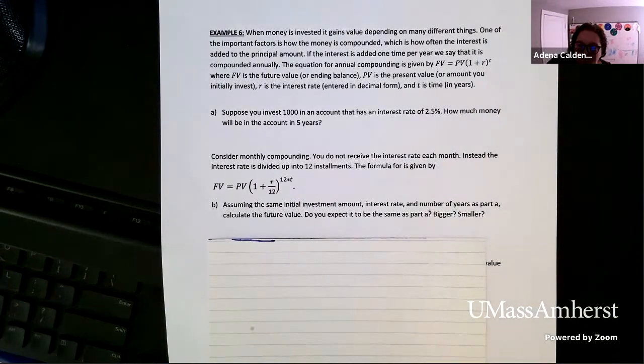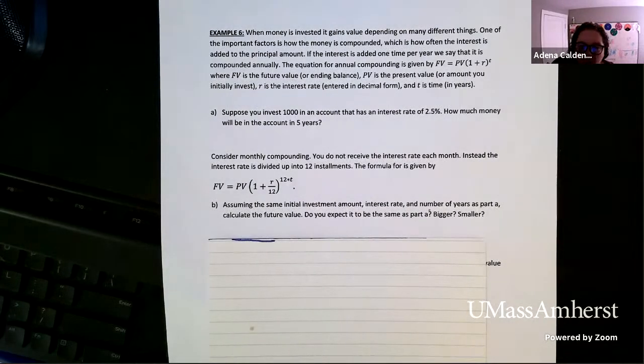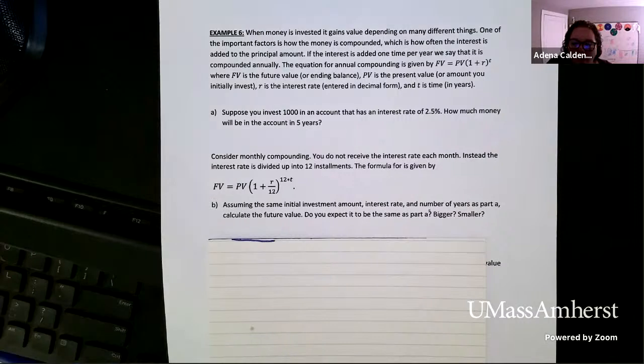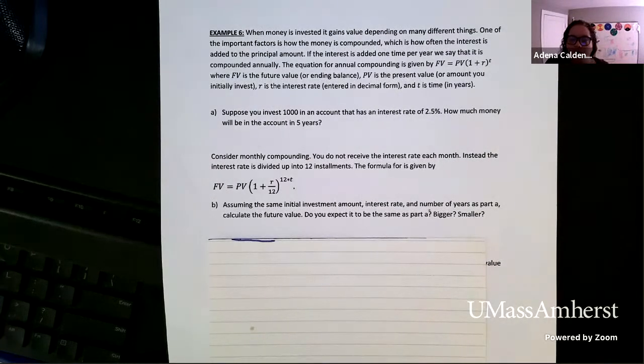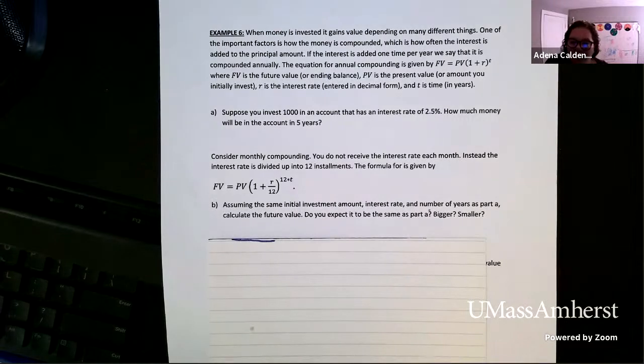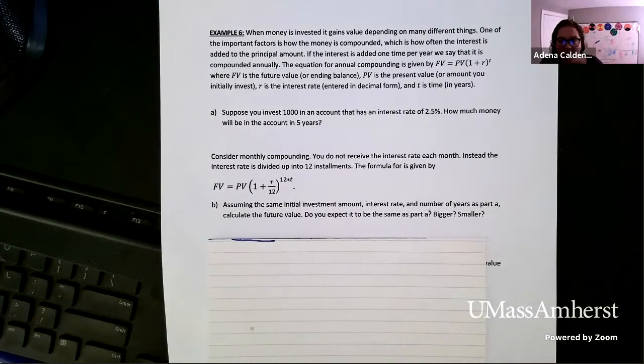But then we want to also compare that to what's called monthly compounding. So monthly compounding means that you are receiving interest every single month. However, you do not receive the full interest rate every month. You don't get 2.5% every single month. Instead, that 2.5% is divided up by 12, and you get 1/12 of the 2.5% every month, right? So you still have an annual rate of 2.5%, but now you're getting some of that interest each month.